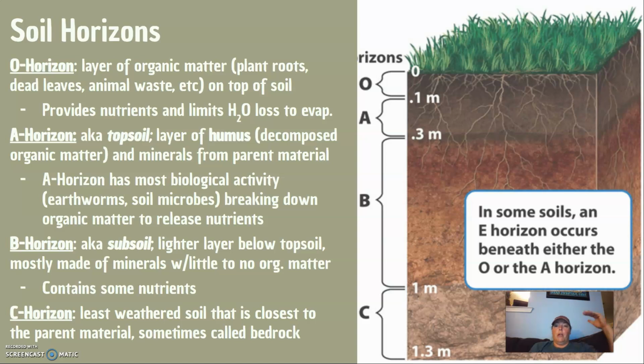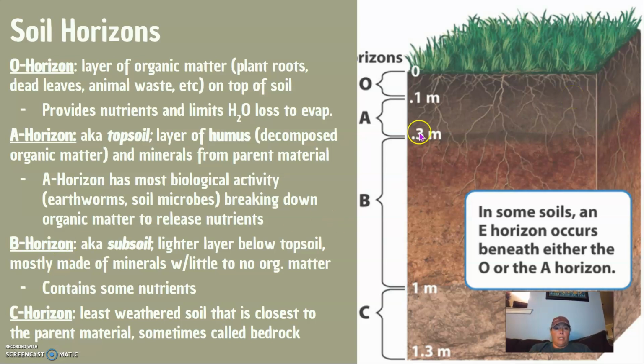nutrients from the humus leaking or soaking down. The A horizon has the most biological activity with earthworms, soil microbes, and the breaking down of organic matter to release those nutrients. In some soils, you see an E horizon that occurs in this space, and that's called the zone of alluviation. The zone of alluviation is where you see nutrients sort of gathering and sort of holding.